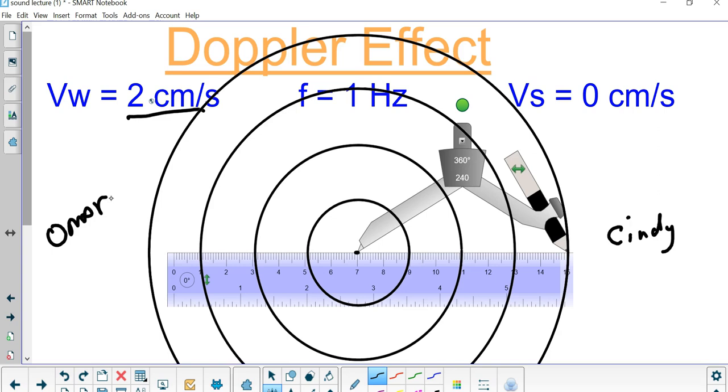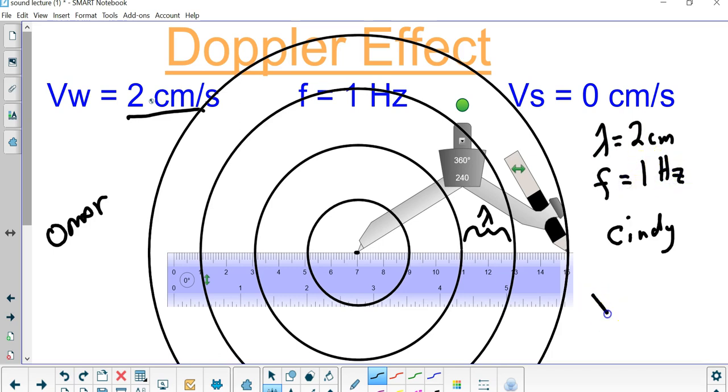And if they were to pull out their ruler, they would say, oh, the ruler, I can measure the wavelength. This distance here would be the wavelength. And we see, oh, the wavelength is 2 centimeters. So they get the wavelength of 2 centimeters and a frequency of 1 hertz.